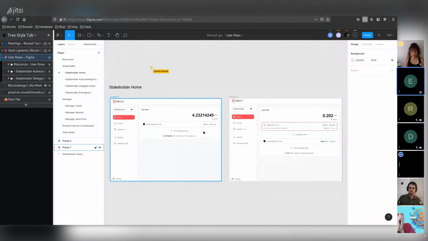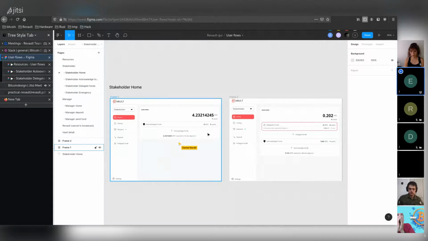Yeah, and I think this comes back to vocabulary as well. To me, acknowledged funds, I don't quite understand what that means because it's already there, right? Like acknowledge means like, okay, they exist. So I wonder, what's the action that I'm actually doing here?